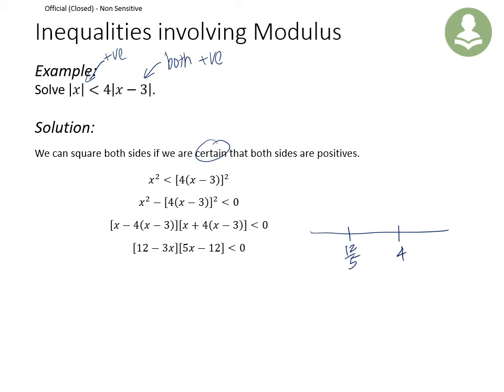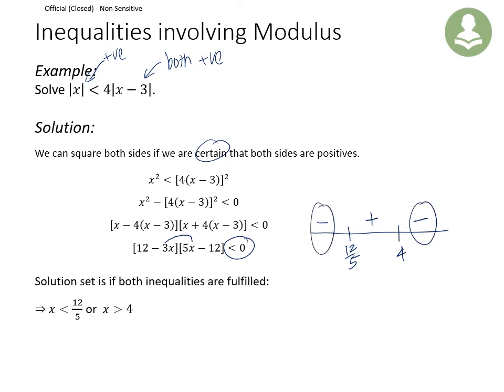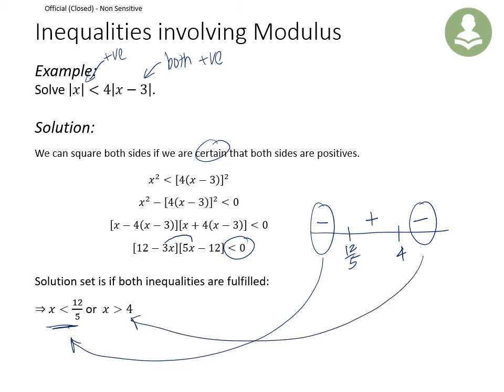We solve for two roots, and this being a negative quadratic form, I'm going to start with a negative and toggle: minus, plus, minus. Because we are solving for a less than 0 function, I'm taking these two segments as my solutions, so this would eventually be my solution here, and greater than 4 over here. This we learned before. If you have forgotten, please revisit the videos about solving polynomial inequalities.